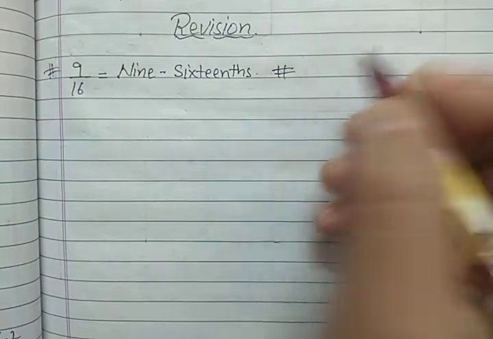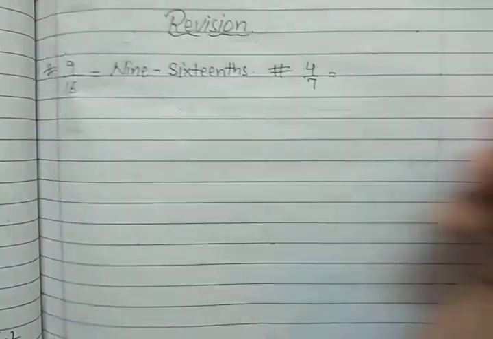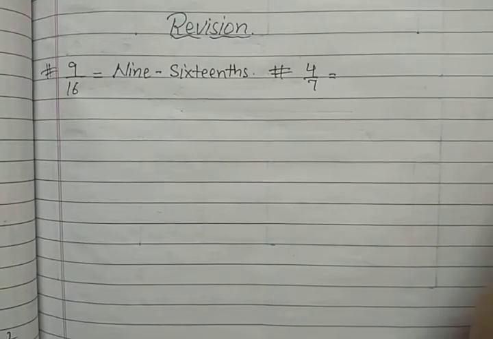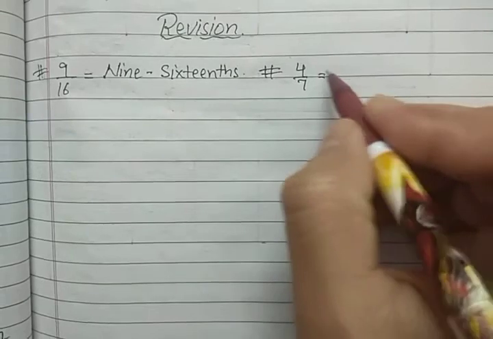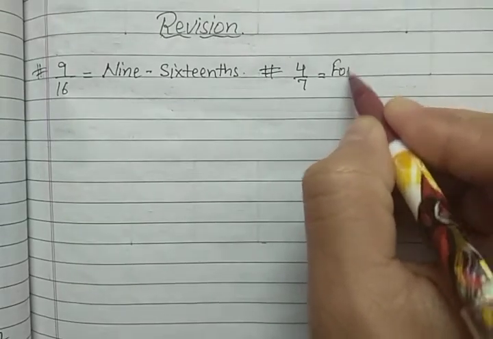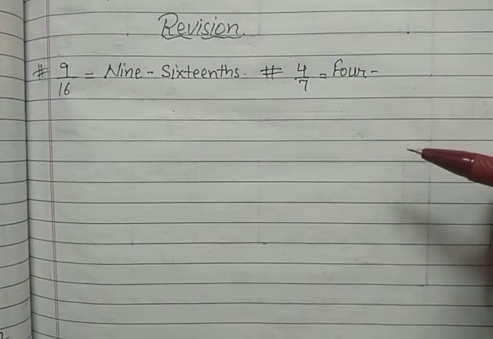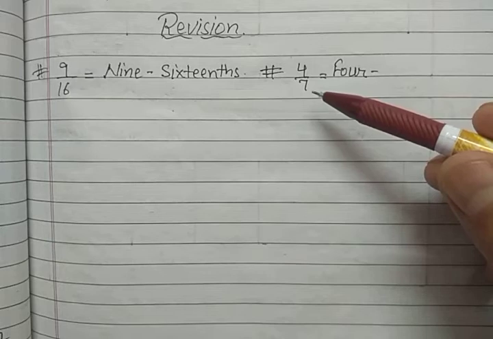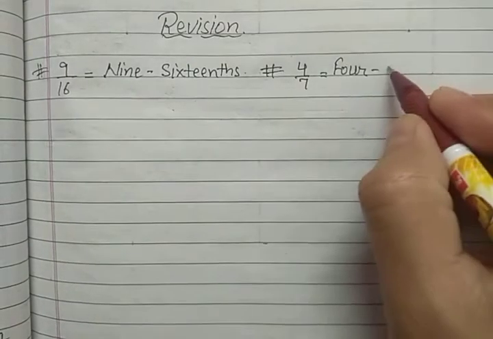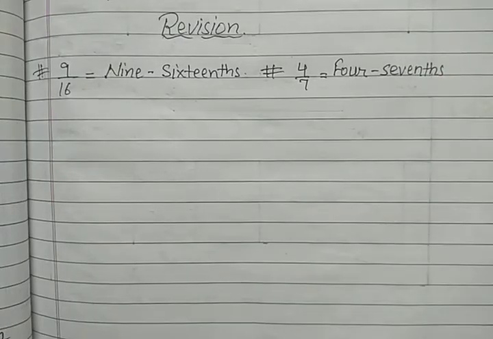Similarly, one more example. So how can we write this fraction in words? So it is 4. The upper number we will write as it is, 4, and the lower number, how will we read it? Sevenths. What will we read? Sevenths. So we'll write it as sevenths, right?